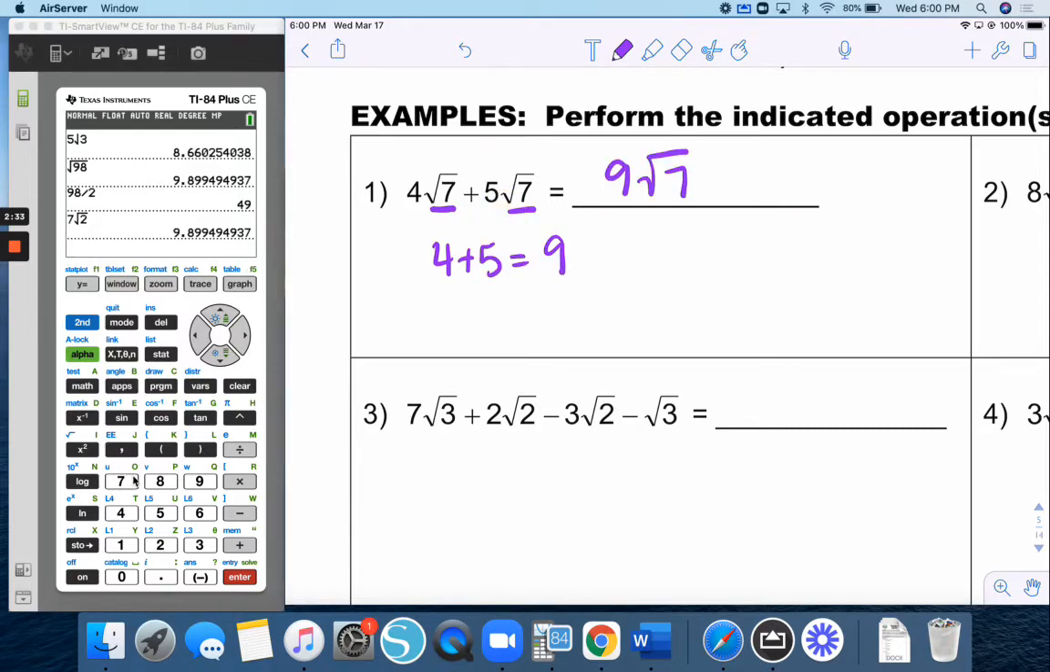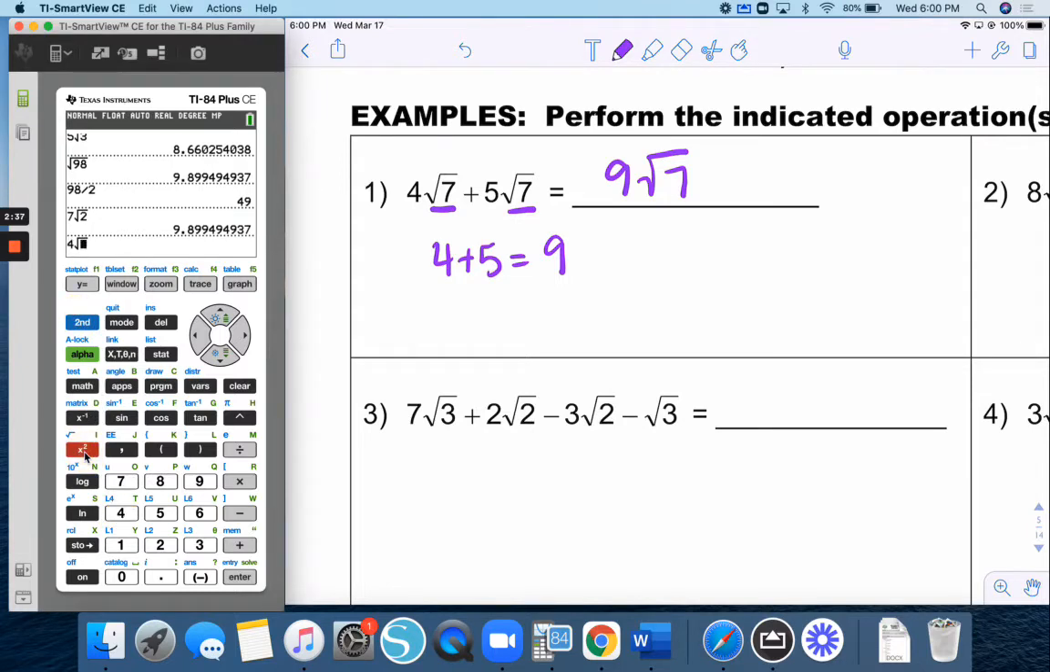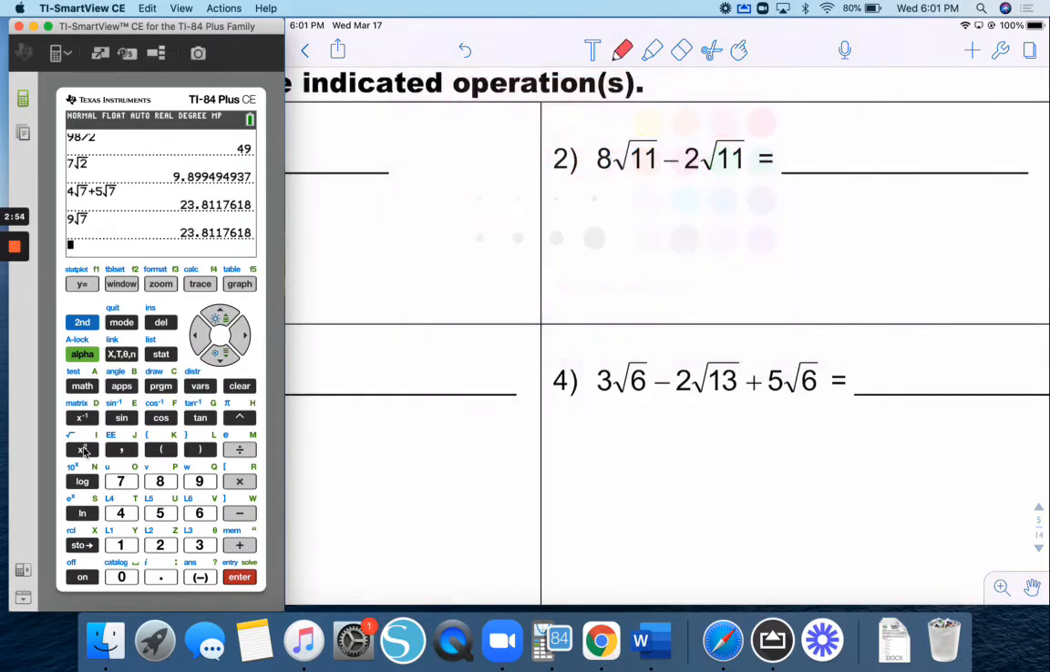You can also double check the ugly decimals on these in the calculator. You would start by typing in what you have originally. And then we've simplified that to 9 square roots of 7, and we get the same decimals. Number 2, these are both square roots of 11, so 8 minus 2 is 6, and then we just leave the square roots of 11 on the back.